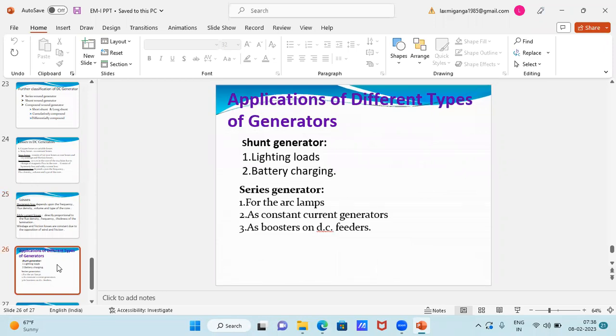There are certain applications of different types of generators. Shunt generators have applications in lighting loads and battery charging. Series generators are used for arc lamps, as constant current generators, as boosters, and for DC feeders.